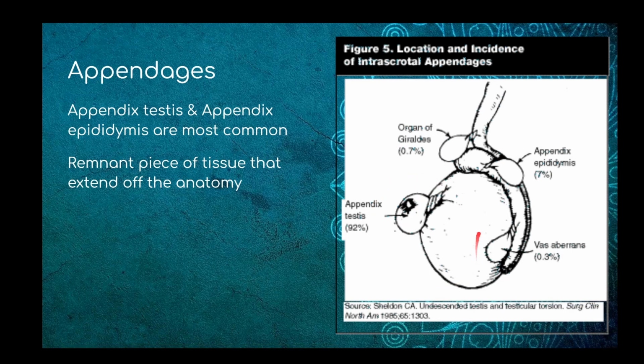The next most common one is the appendix epididymis. And same idea, it's just this hunk of epididymal tissue that hangs off the side. And so again, you'll just want to document them if you see them. Vas deferens and an organ of Giraldes are other locations that the appendages can pop up, but they are not nearly as common.